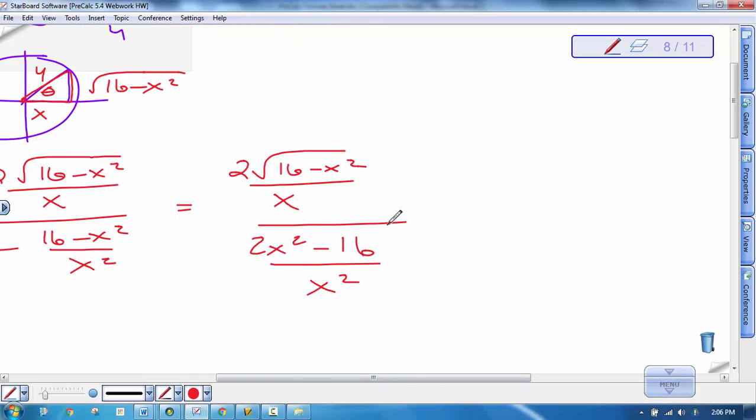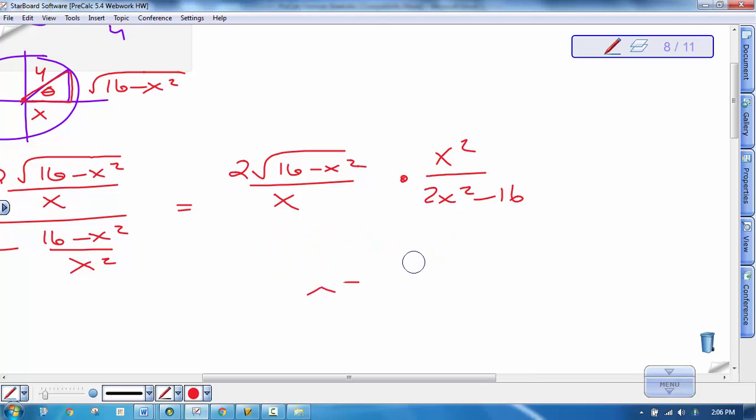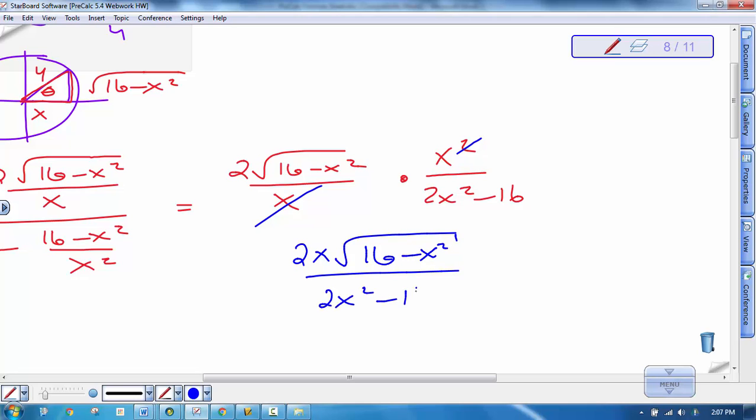Now I'm going to multiply by the reciprocal, so I'm going to multiply by x squared over 2x squared minus 16. So I just flipped that to the top and flipped it. And then I can simplify. So one of these x's cancels with one of these. And I'm left over with this, which would be, I'll put this x right here, 2x times the square root of 16 minus x squared, all over 2x squared minus 16.